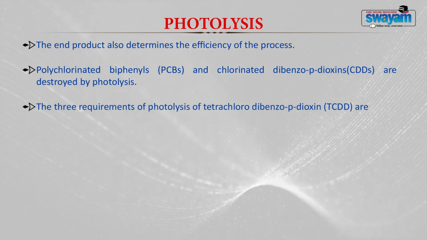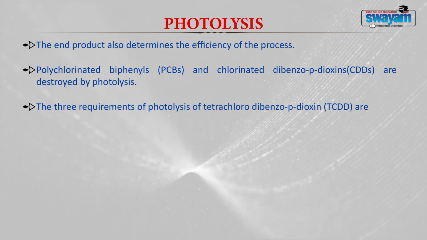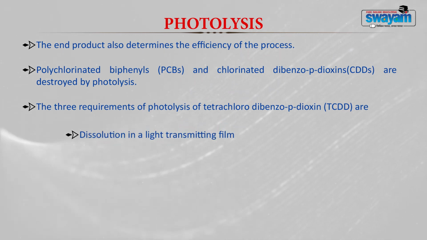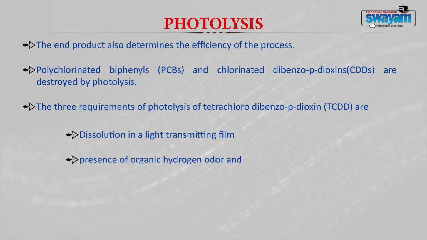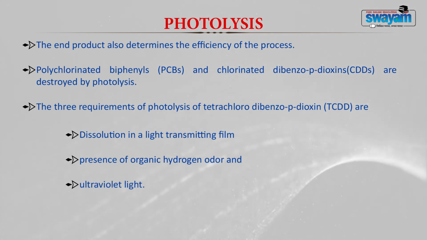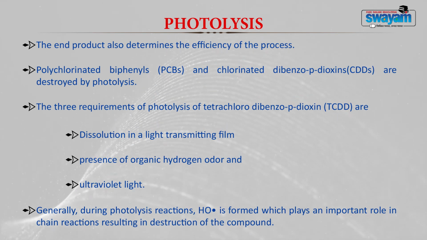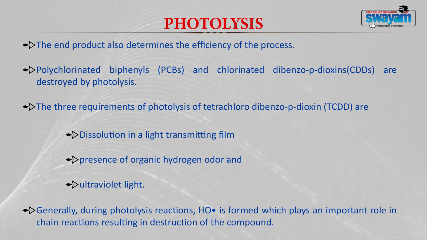Now there are three requirements for photolysis of TCDD. 1. Dissolution in a light transmitting film. 2. Presence of organic hydrogen donor. 3. Ultraviolet light. Generally, during the photolysis reaction, the hydroxyl radical is formed, which plays an important role in chain reactions and results in the destruction of the compound.